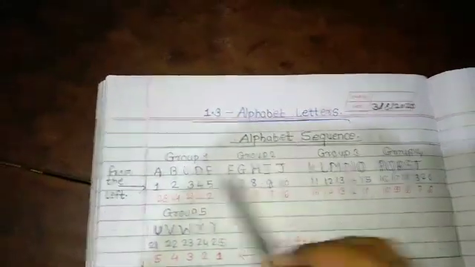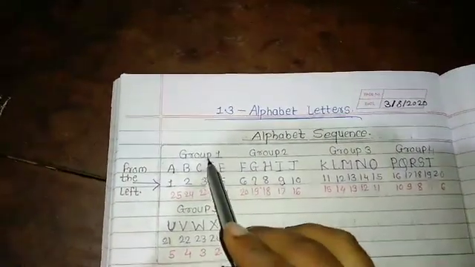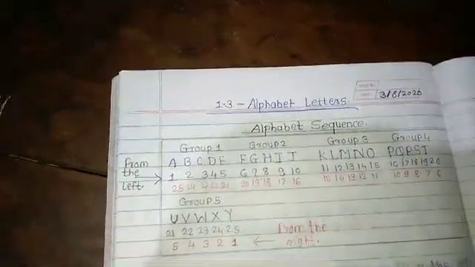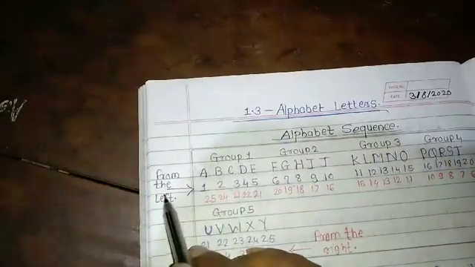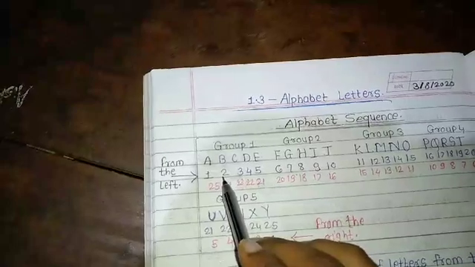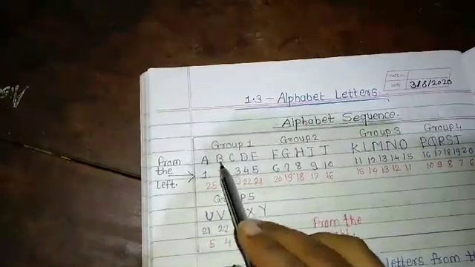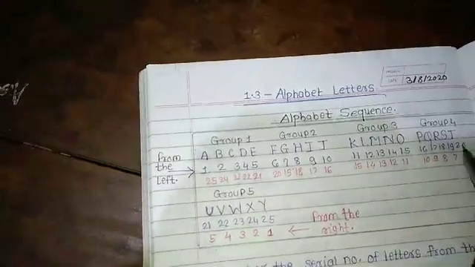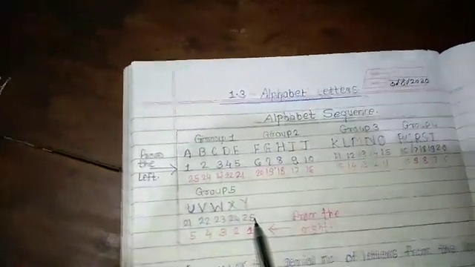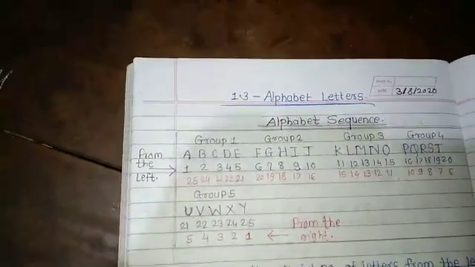They make groups of 5 letters. In each group there are 5 letters. So we start from the left side, A, B, C, D, and they are given in blue color. These are the serial numbers. This is the first letter, the second letter is B. This is the serial number of the alphabet series from A to Y from the left side.